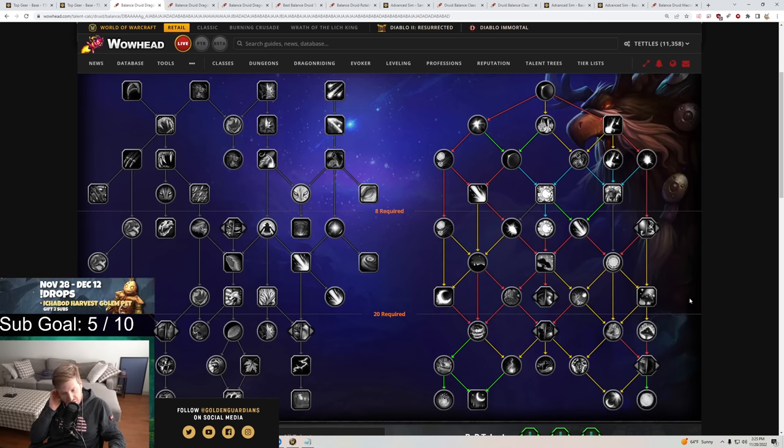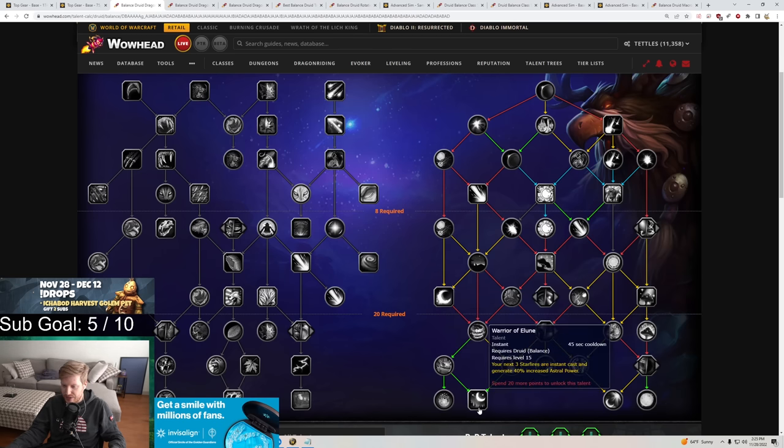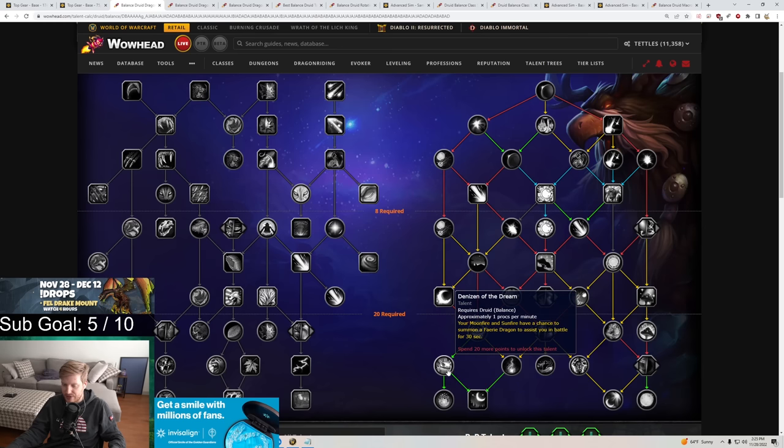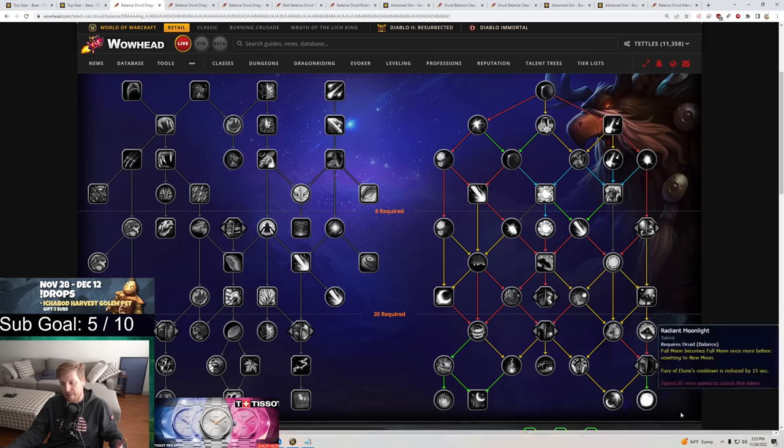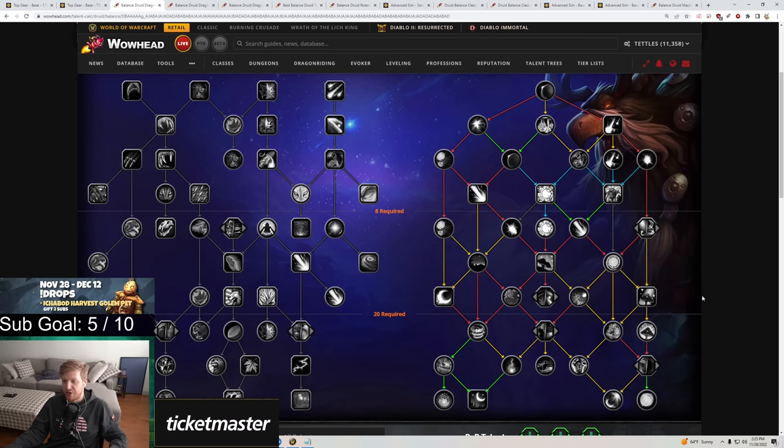The green nodes are just god-awful. I think I've described them as a never-select kind of node. Unfortunately, these are at the bottom of our tree, with things like Denizens and Friends of the Fae. Well, okay, Friends of the Fae is not bad, but Friends of the Fae is bad because Denizens are awful. Warrior of Elune, Radiant Moonlight, those are the nodes that are awful. Stellar Innervation, terrible. Umbral Intensity, never take. Those are always the green ones where you're just like, okay, I never take these.